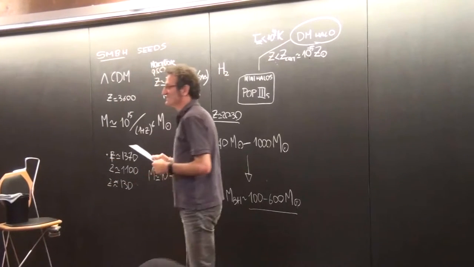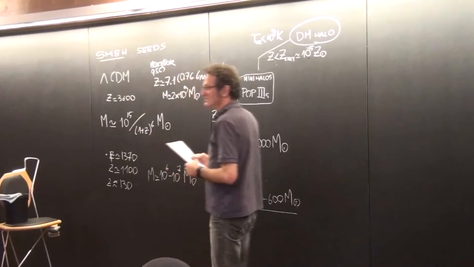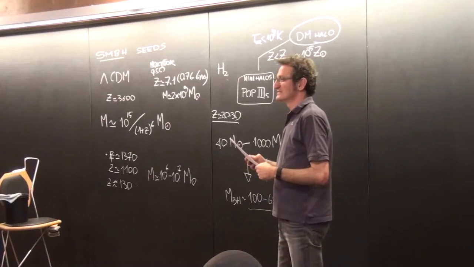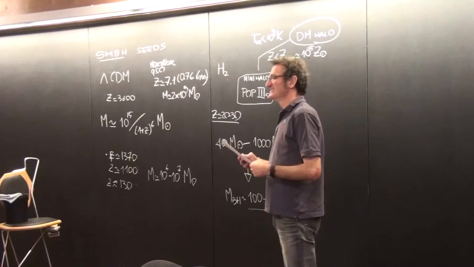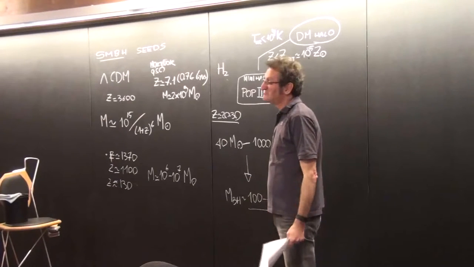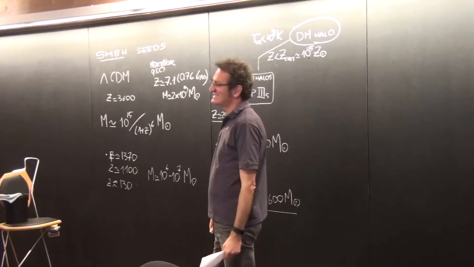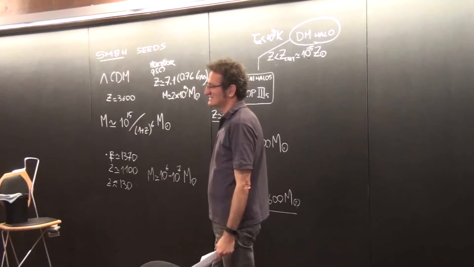Okay. Can I go back? I mean, it sounds as if even if you spend millions of dollars a year on theorists, they will not answer the question of how population three stars form. So if you spent billions of dollars on a telescope, would that answer the question?